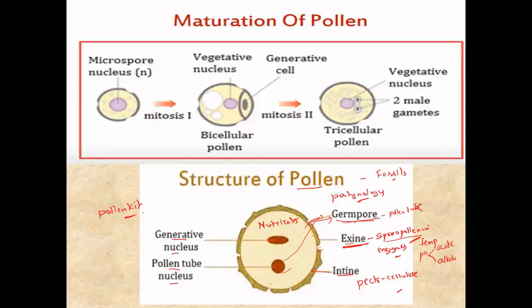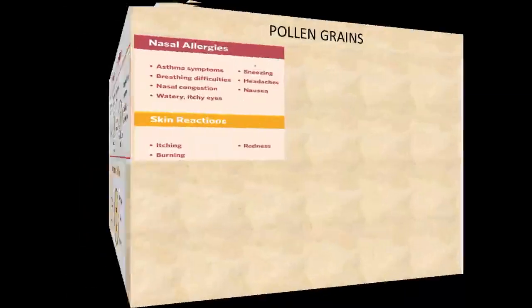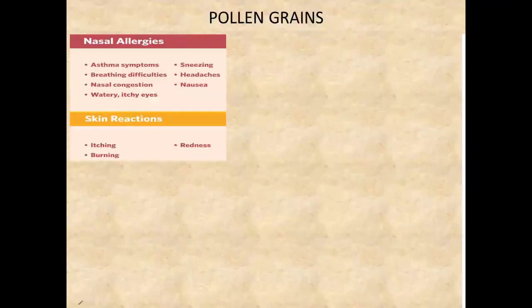Let us see in what way pollen is useful. Pollen grains have harmful as well as useful effects. They cause asthmatic symptoms and are highly allergenic to the nose. You can find seasonal sneezing. They cause breathing difficulty when inhaled. It leads to severe sneezing, headache, nausea, and nose blockage or congestion.